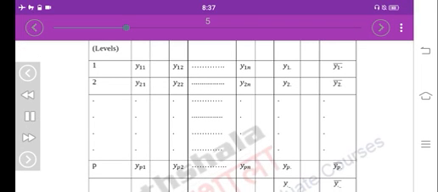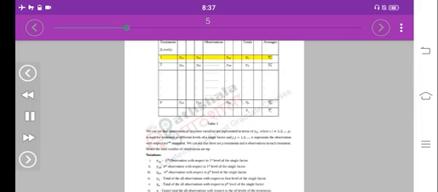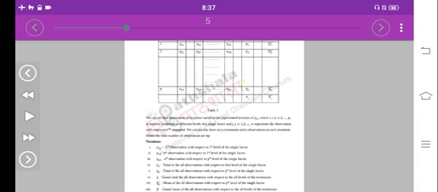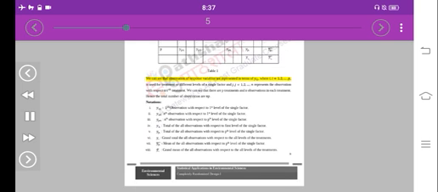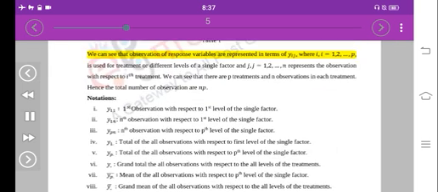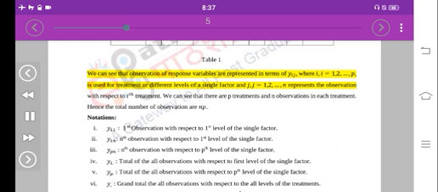Table 1. Treatments or levels, observations, totals, averages. We can see that the observations of the response variable are represented in terms of Yij, where i equals 1, 2, ..., p is used for the treatment or different levels of a single factor, and j equals 1, 2, ..., n represents the observation with respect to the ith treatment. We can see that there are p treatments and n observations in each treatment. Hence the total number of observations is N equals np.